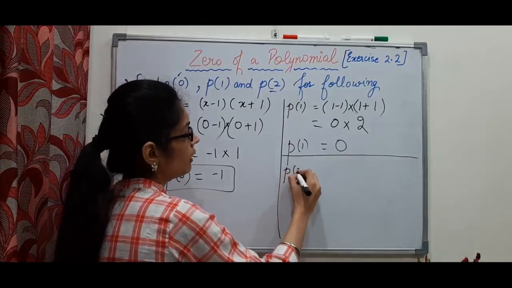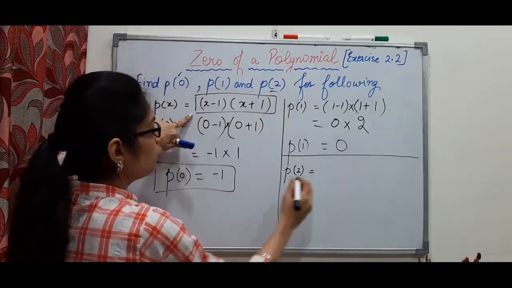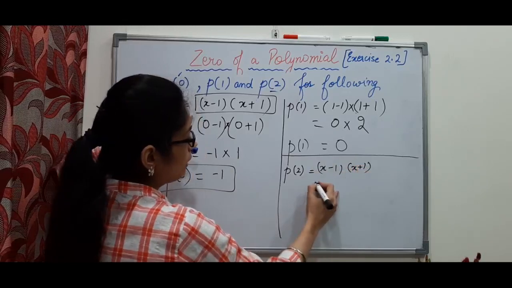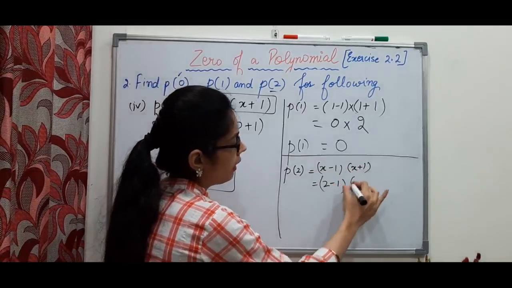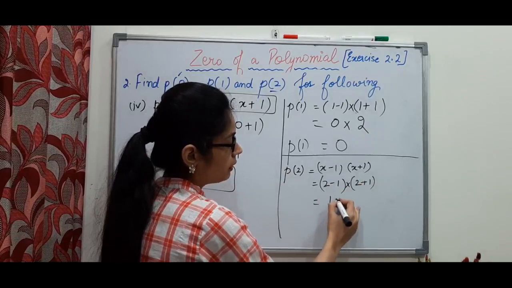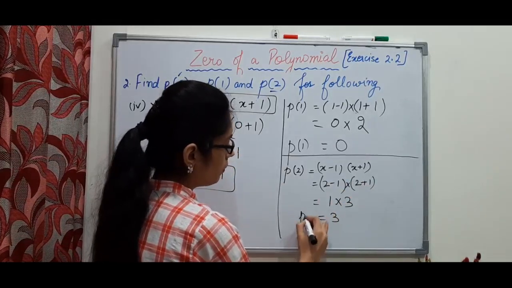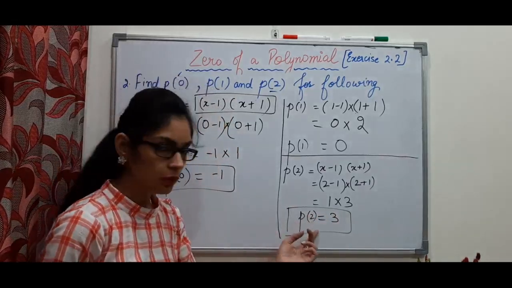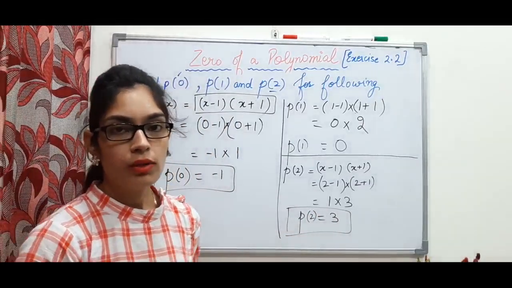Now let's solve it for x equal to 2. So this is the polynomial. Again we have to put the values. In place of x, now you have to write 2. So 2 minus 1 and 2 plus 1. 2 minus 1 is 1, multiplication, and 2 plus 1 is 3. 1 into 3 is 3. So p2 is equal to 3. So when x equals 2, the value of the expression is 3. Now the remaining two parts you have to try yourself.